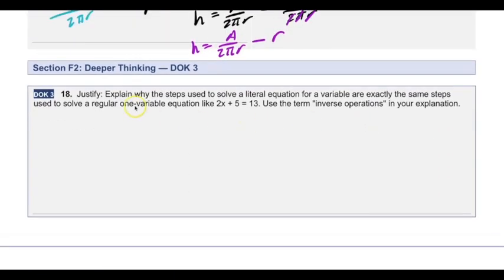DOK level 3. Explain why the steps used to solve literal equations for a variable are exactly the same steps used to solve a regular one variable equation like 2x plus 5 equals 13. Use the term inverse operation in your explanation. Oof.